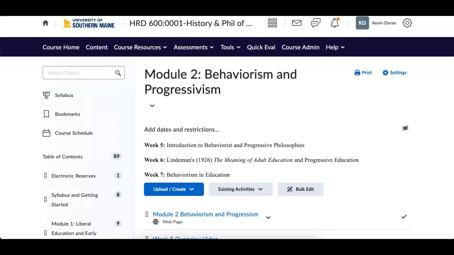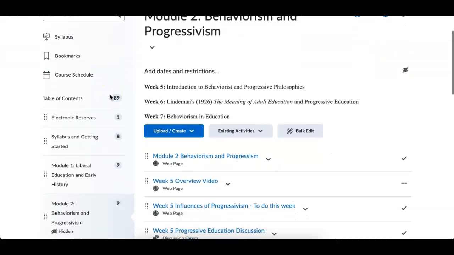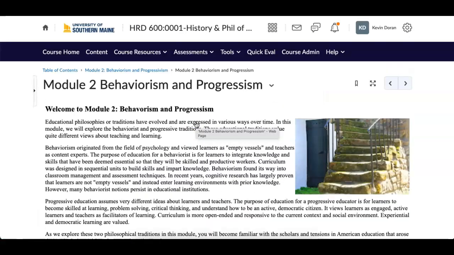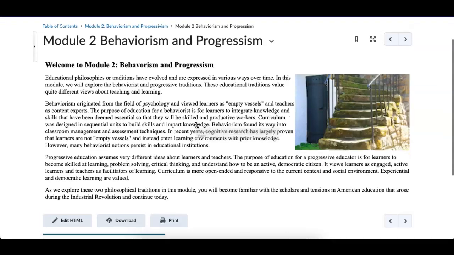So let's get right to Module 2 and specifically week number 5. I'll show you what's involved and exactly what I'd like you to do this week. So I'll plug right along. Module 2, here's an overview of the two different philosophies that we're going to be looking at.